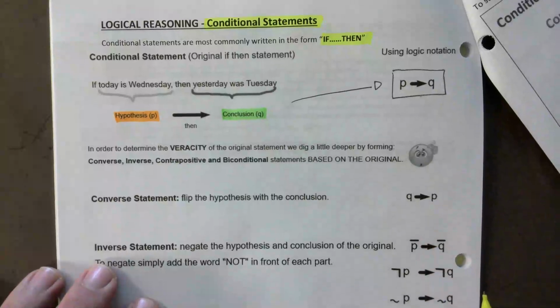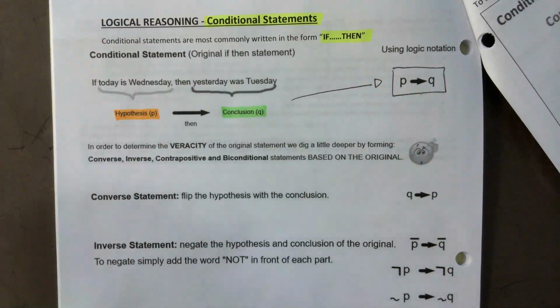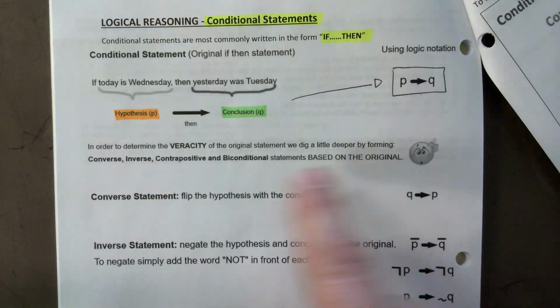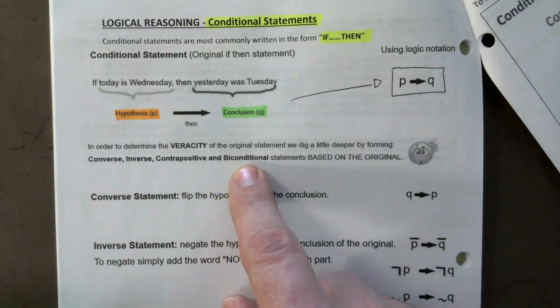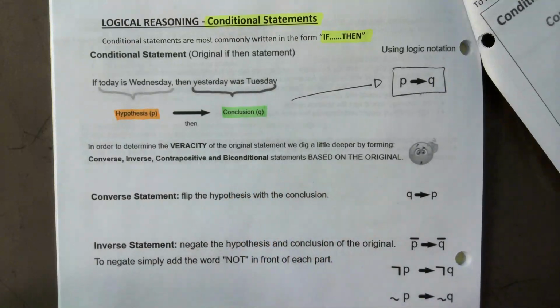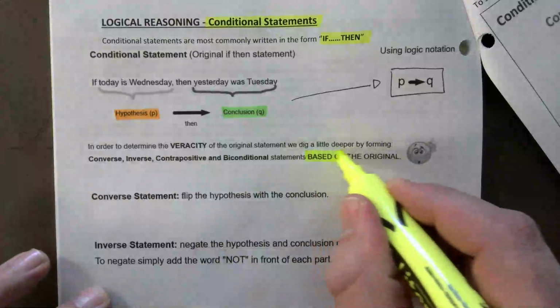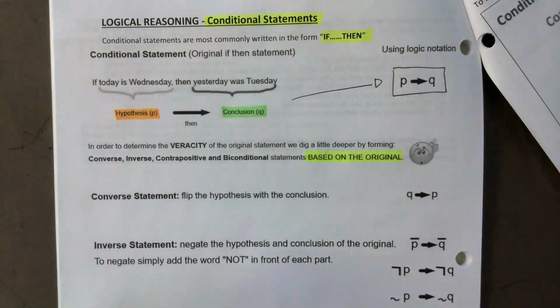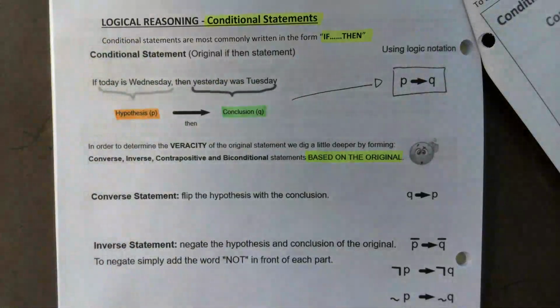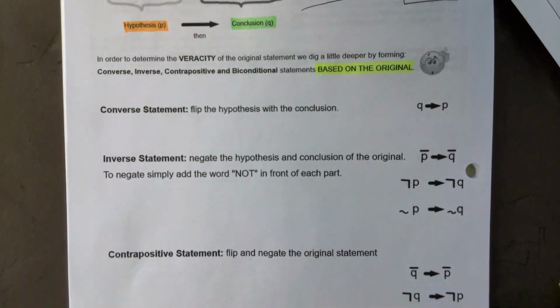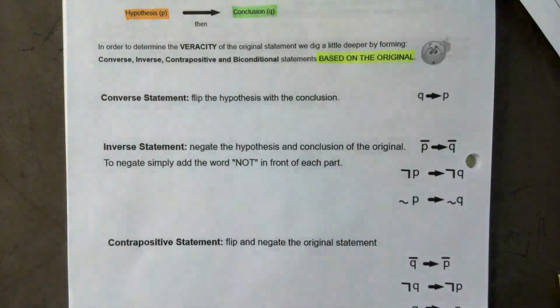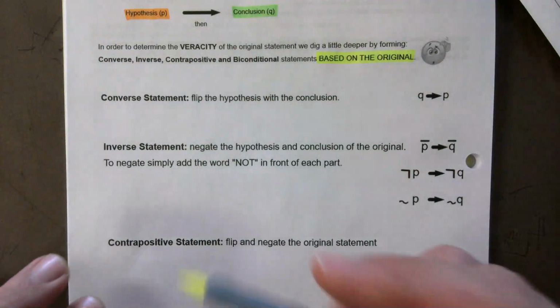Just stay with me. In order to determine the veracity of the original statement, we dig a little deeper by forming converse, inverse, contrapositive, and biconditional statements based on the original. Okay? We're going to base everything on the original. And I know you're scratching your heads. Yes, I was thinking of you when I was making this lesson, right? What? Just stay with me. I am very sure that after today you're going to hear the word converse. The converse is true. Somebody on the radio, or you're going to listen to a podcast, and it will come up at some point after today. You're going to notice it.